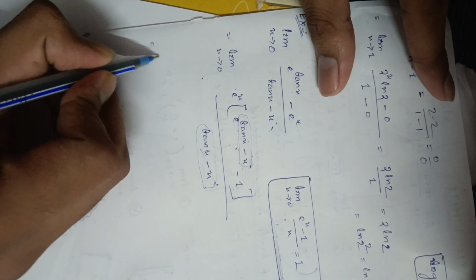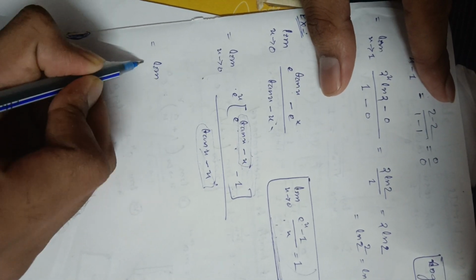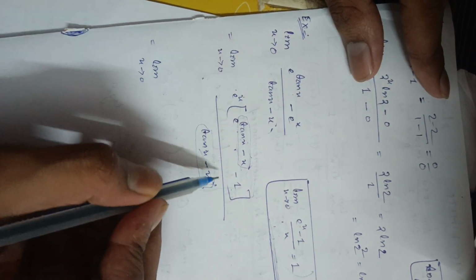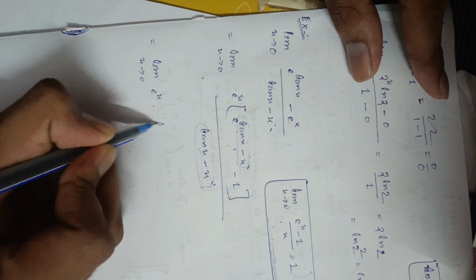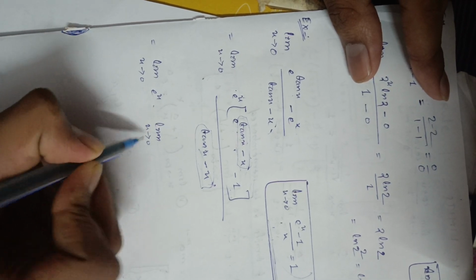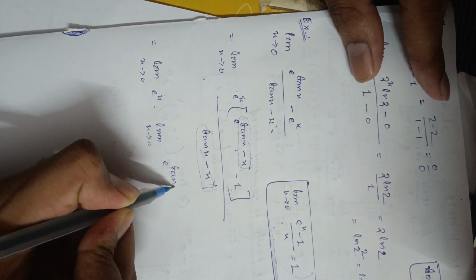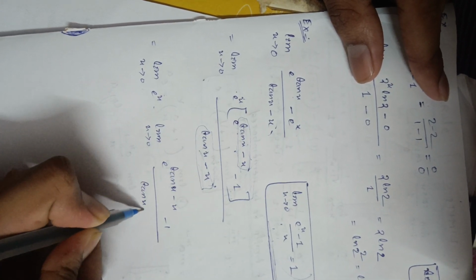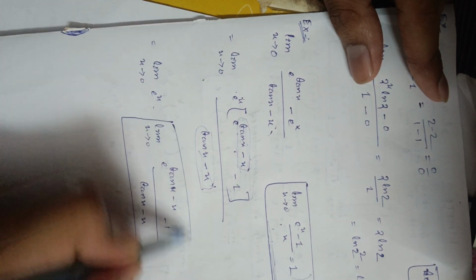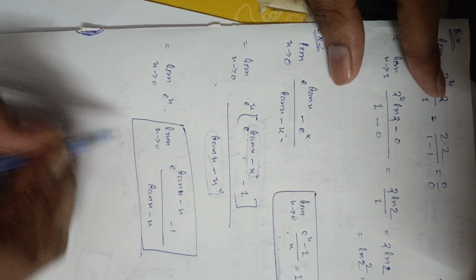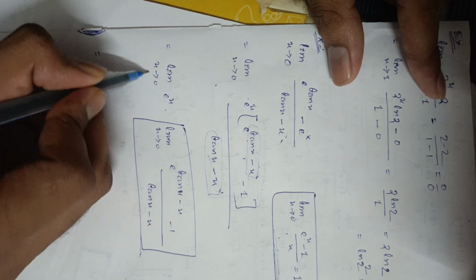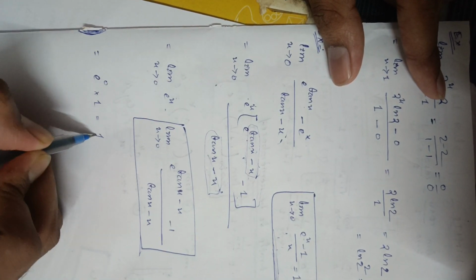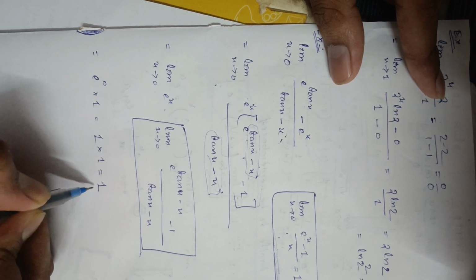Let's solve this. You can again take the limit x tends to 0. You have to separate these two. e power x into the limit x tends to 0 of e power tan x minus 1 divided by tan x minus x. Now if you observe, the value of this is equal to 1. If you put 0 in place of x, it will become e power 0 into 1, which is equal to 1 into 1, and the answer will become 1.